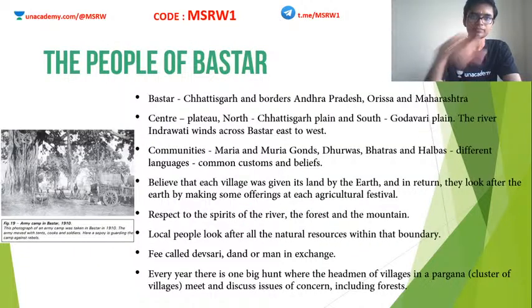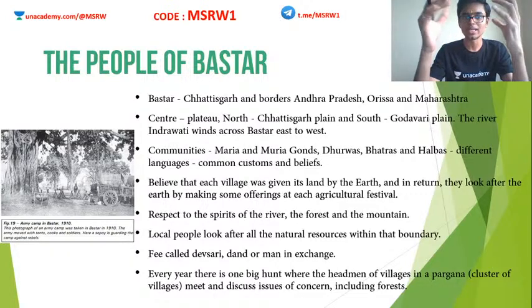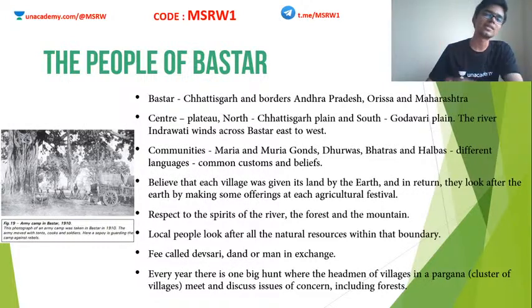Okay. So, the people of Bastar. Bastar is a place in Chhattisgarh, but it also has borders with Andhra Pradesh, Odisha and Maharashtra. Clear? The central part of this Bastar region is a plateau. The northern portion of this plateau is the Chhattisgarh plain and the southern portion is the Godavari plain. Okay, so basically the topography is something like this.